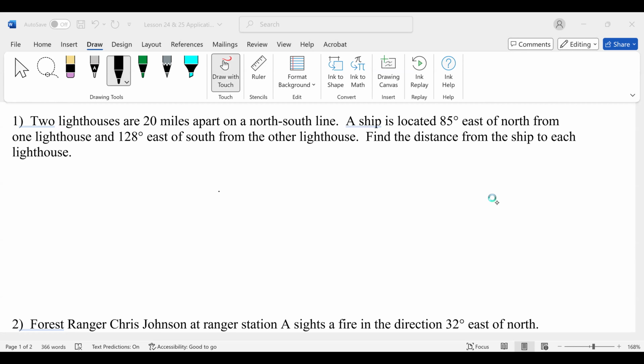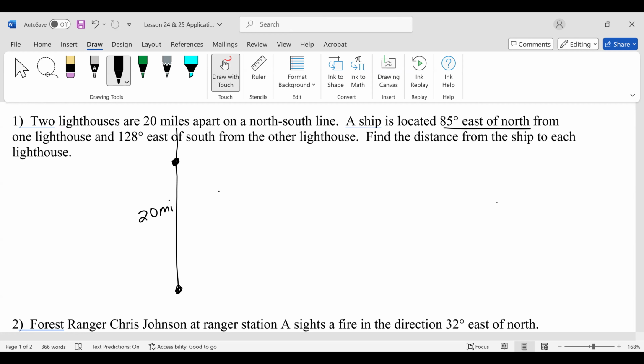Two lighthouses are 20 miles apart on a north-south line. So a north-south line, this is a north-south line, and I have a lighthouse here and a lighthouse here, and they're 20 miles apart. A ship is located 85 degrees east of north from one lighthouse.